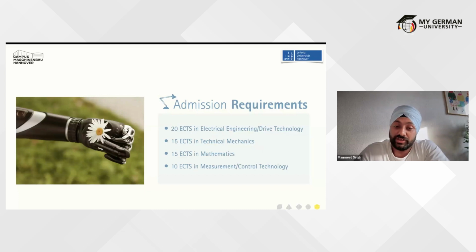These are the admission requirements: if you have in your bachelor's 20 credits in the field of electronics, 15 credits in the field of technical mechanics, 15 in mathematics, and 10 in control technology, then you will be admitted to this course. It's a non-NC course, so it's not based on your grades or cutoffs. You just need to fulfill the credit requirements.